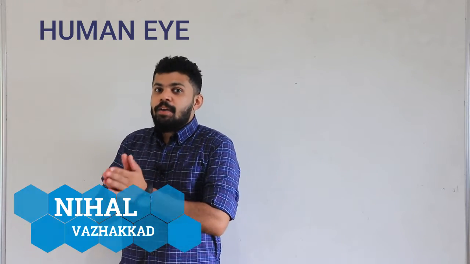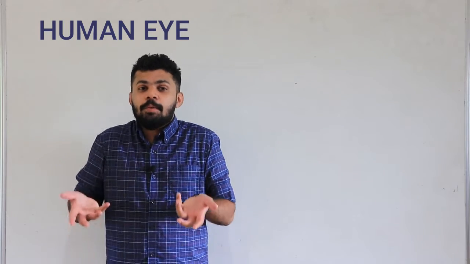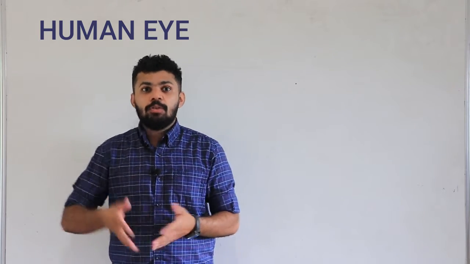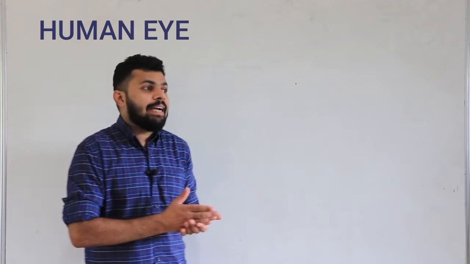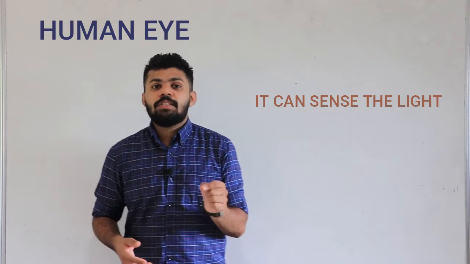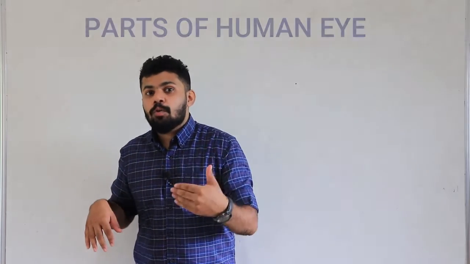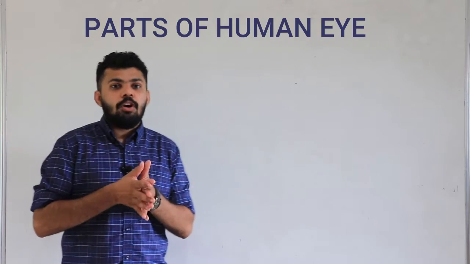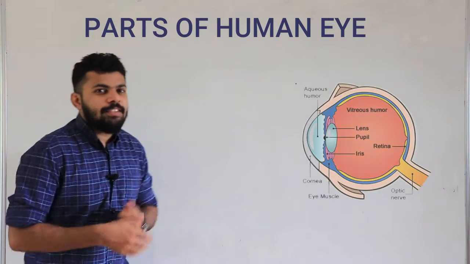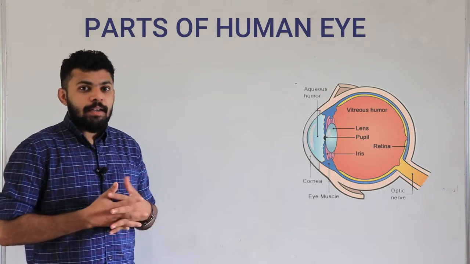And we know that we have so many other sensory organs which can sense other energies. The human eye has the property that it can sense light energy. So that's why we are studying the human eye in this chapter. First of all, we can look at the main parts of the human eye. Now you can see here the picture of the human eye.